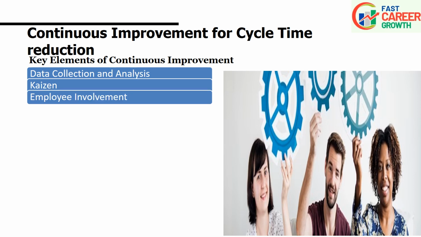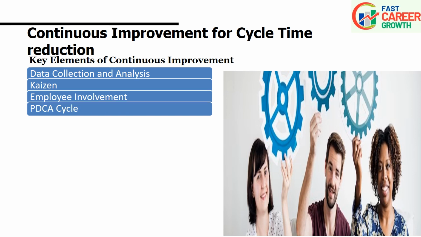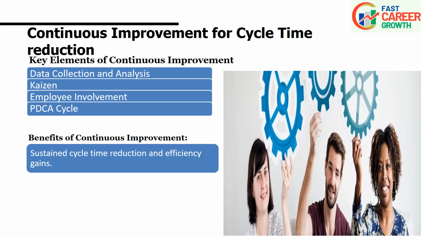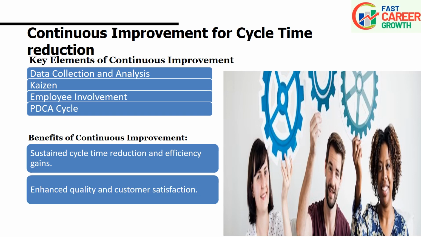Employee involvement. The role of employees at all levels in contributing to and leading improvement efforts. PDCA cycle. The Plan Do Check Act (PDCA) cycle is a problem-solving and continuous improvement framework. Benefits of continuous improvement. The benefits of implementing a continuous improvement culture include sustained cycle time reduction and efficiency gains, enhanced quality and customer satisfaction, and increased employee engagement and empowerment.